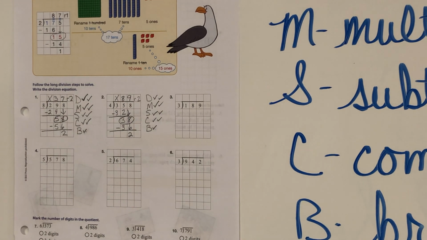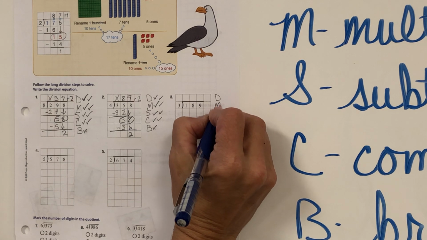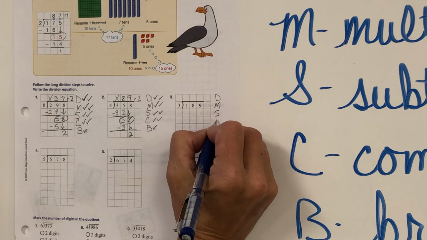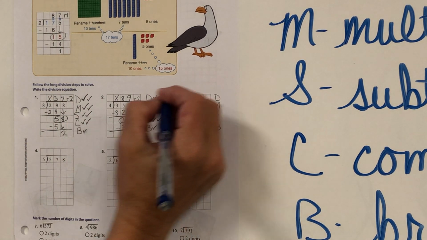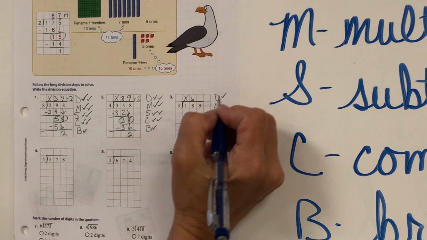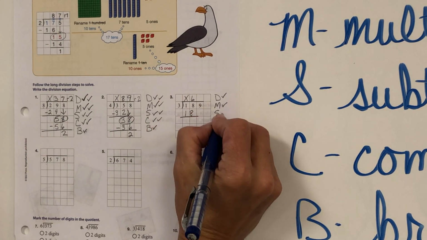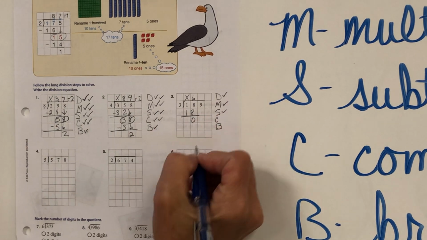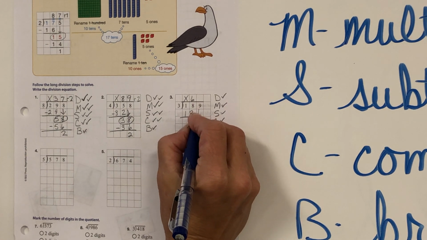We're going to do one more together. So I'm going to write divide, multiply, subtract, compare, bring down. So divide, how many times will 3 go into 1? It won't. How many times will 3 go into 18? 6. Multiply, 3 times 6 is 18. Subtract, 0. Compare, 0 is less than 3. Bring down your next number.